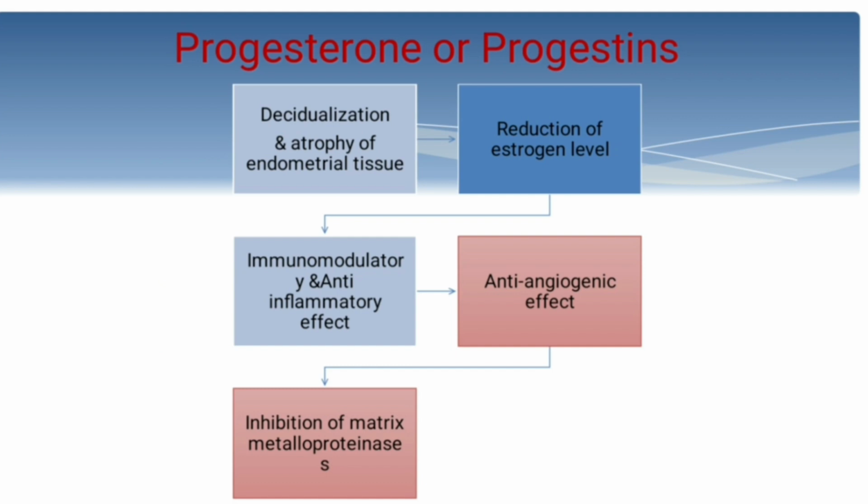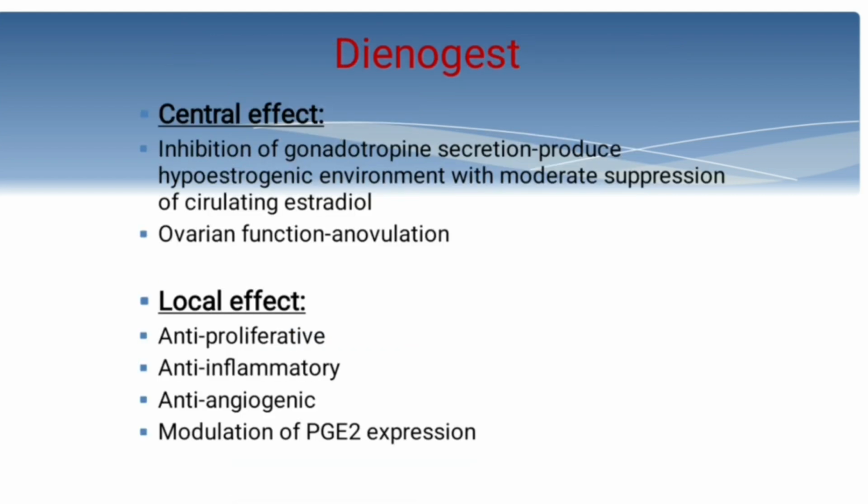Now the progesterone or progestin, how does it act? Progesterone produces desensitization and atrophy of endometrial tissue. It also reduces the estrogen level, has immunomodulatory and anti-inflammatory effects, has an anti-angiogenic effect, and inhibits matrix metalloproteinase. Thus, it reduces the adenomyosis.